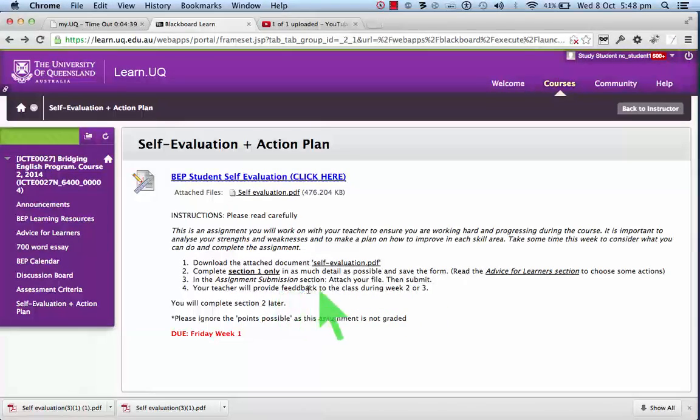Your teacher will provide feedback to the class during week two or three. After that, you will complete section two. So let's look through this process.